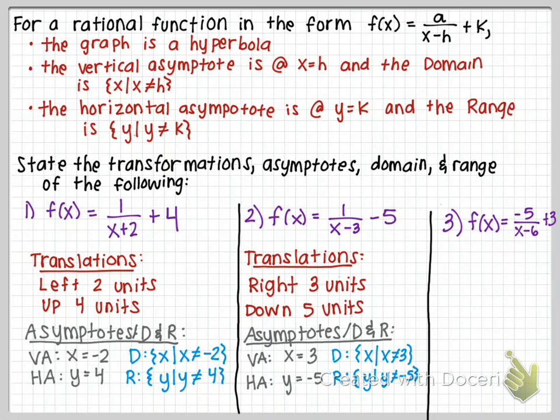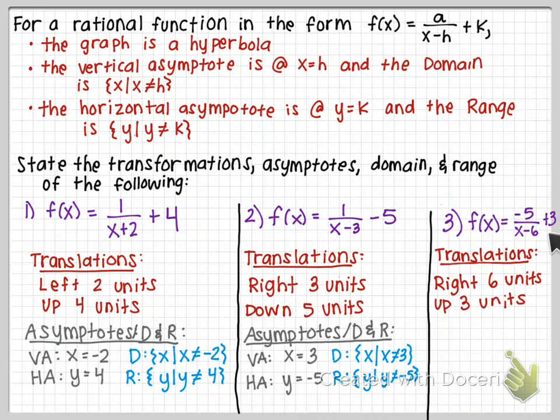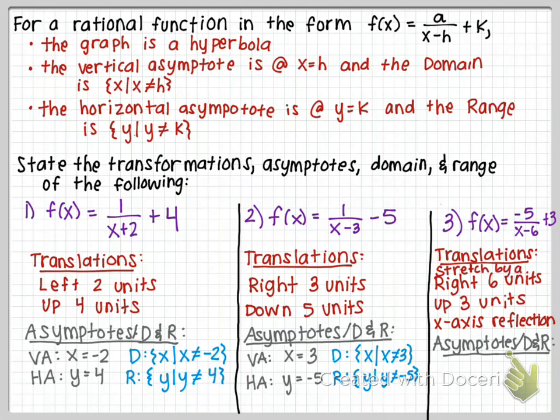So f of x equals -5 over x minus 6, plus 3. There's 4 translations going on here. Right 6 units because of this guy down here. We're going up 3. We also have an x-axis reflection because of this negative. And this 5 is greater than 1, so we're also going to stretch. Where can I even fit this? Stretch by a factor of 5. I'm just going to say stretch by 5 units because I don't have room.